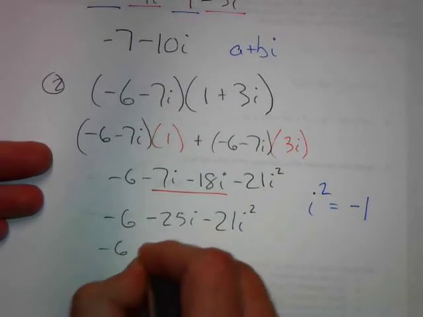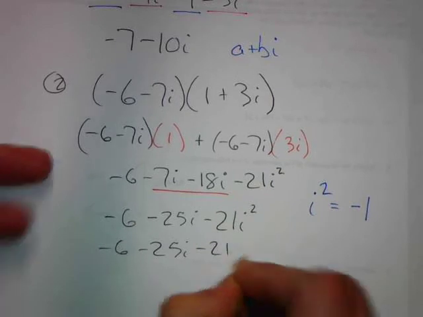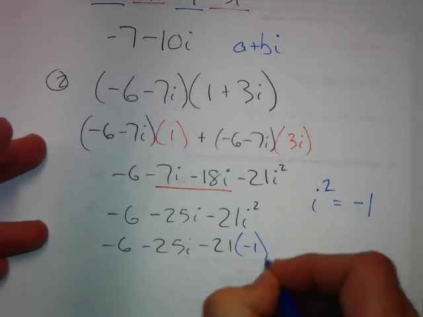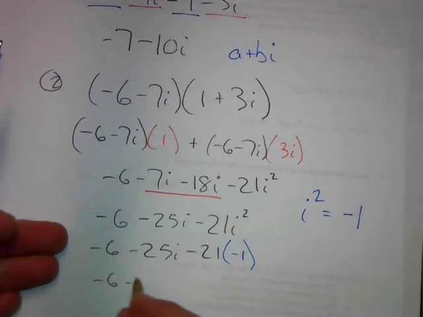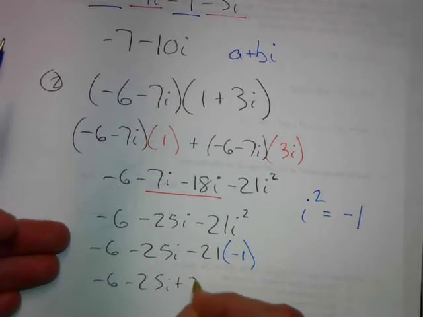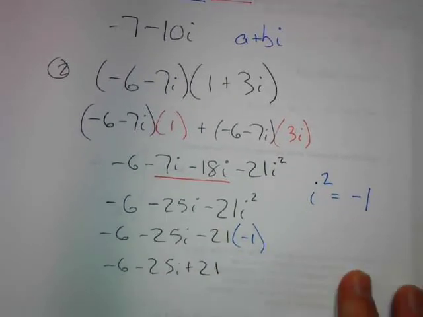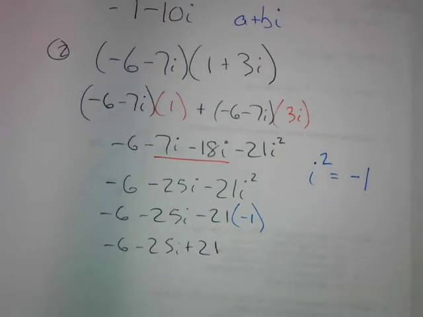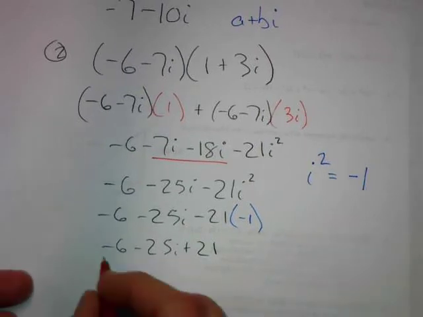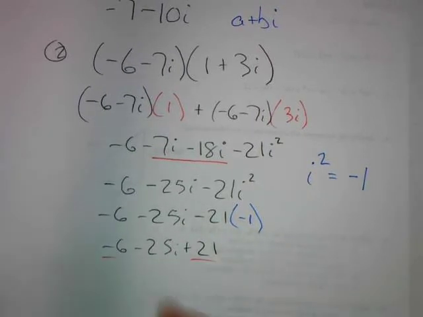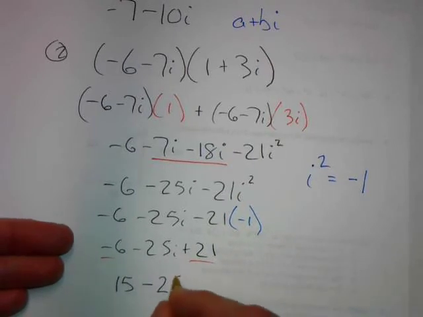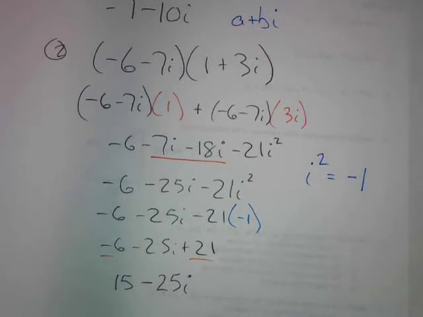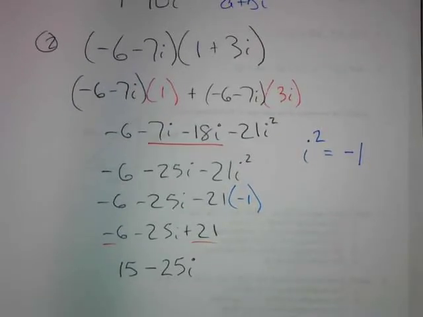So we have -6 minus 25i minus 21 times, not i squared, but -1. That's going to make these two things like terms. So I'm looking at -6 minus 25i, and this becomes plus 21. That's why -6 and -21i squared are like terms. We can now combine them. -6 plus 21 gives me 15. So we have 15 minus 25i, and that is my result, the simplified version of the complex number.